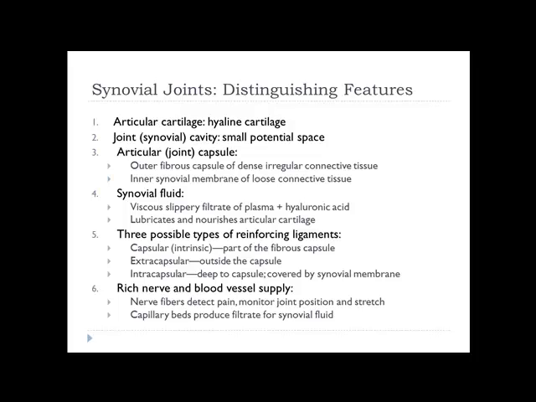Okay, so we're going to need a rich blood supply and nerve supply. Why? First off, we're going to want to detect pain. Pain is not bad. The reason why your body has pain receptors is so you know that you're damaging your tissue.